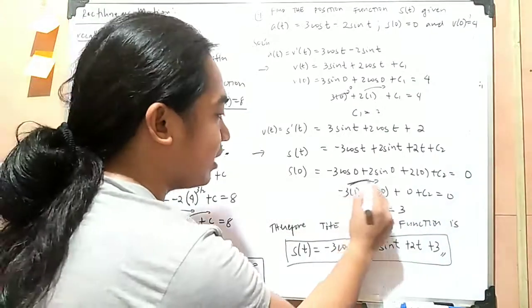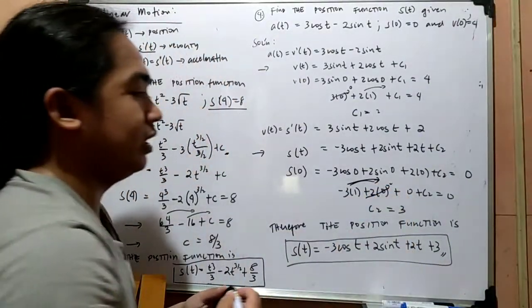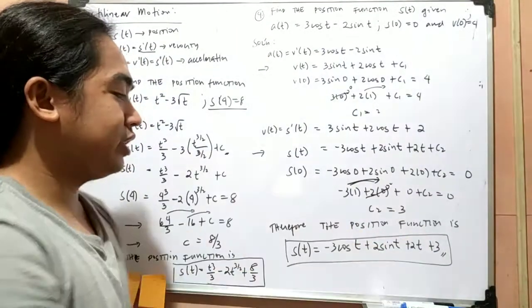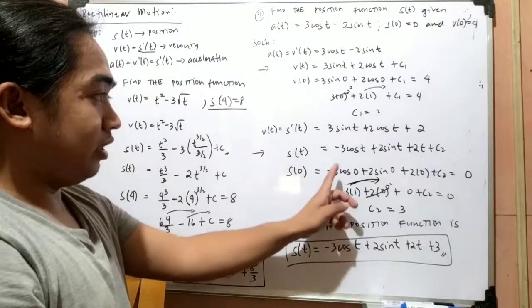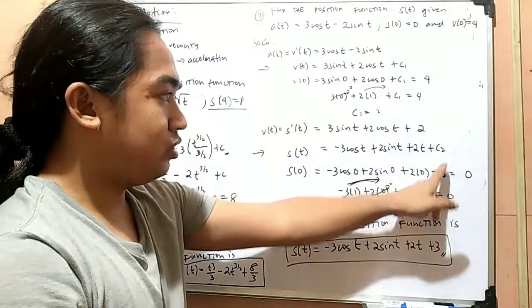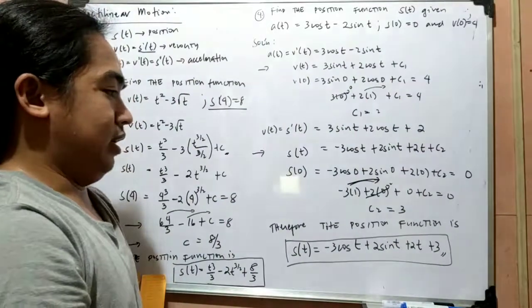Tapos, lipat na natin sa kabilang side to kasi this will go to 0 naman. So, we get c2 equals 3. And therefore, the position function is given by negative 3 cosine of t plus 2 sine t plus 2t kung saan yung c2 natin is 3. Okay?